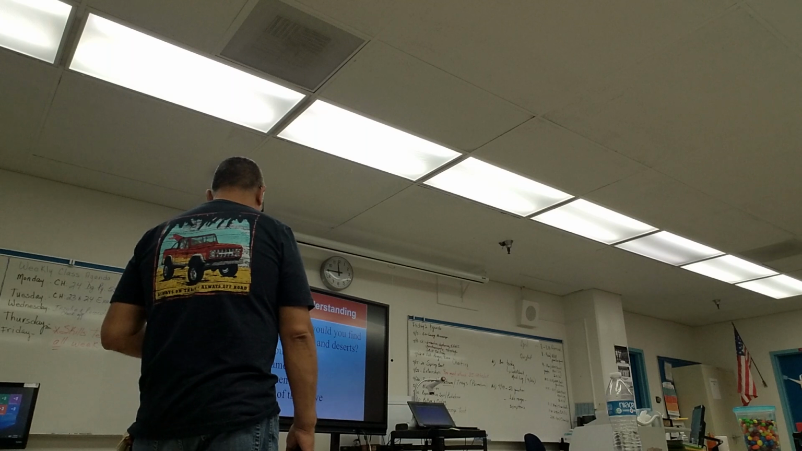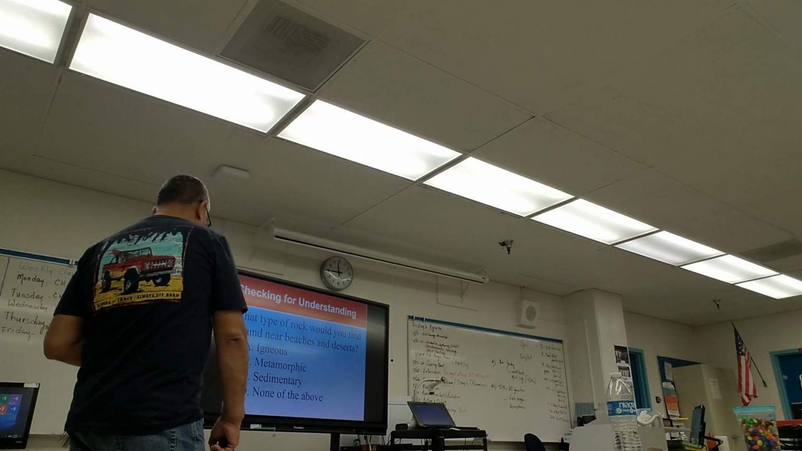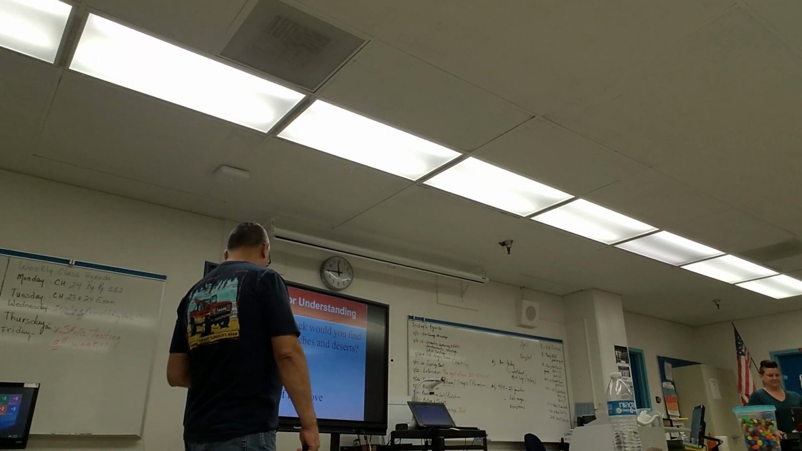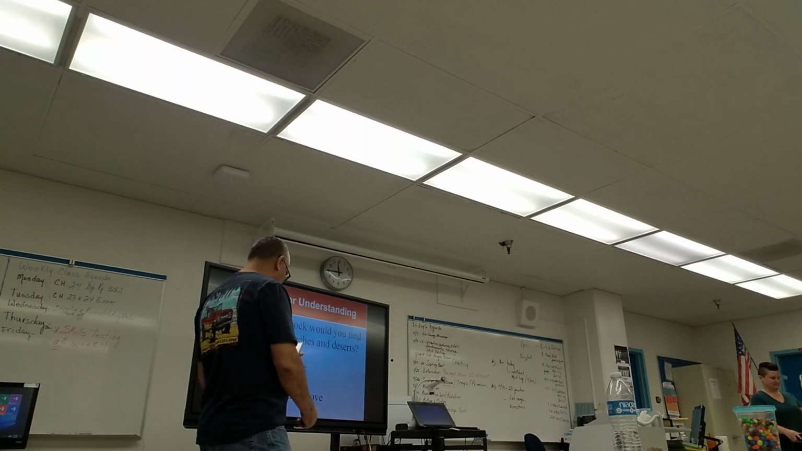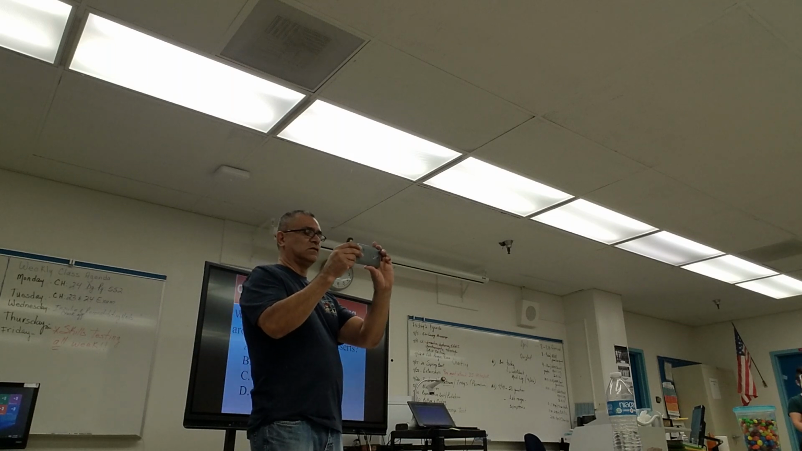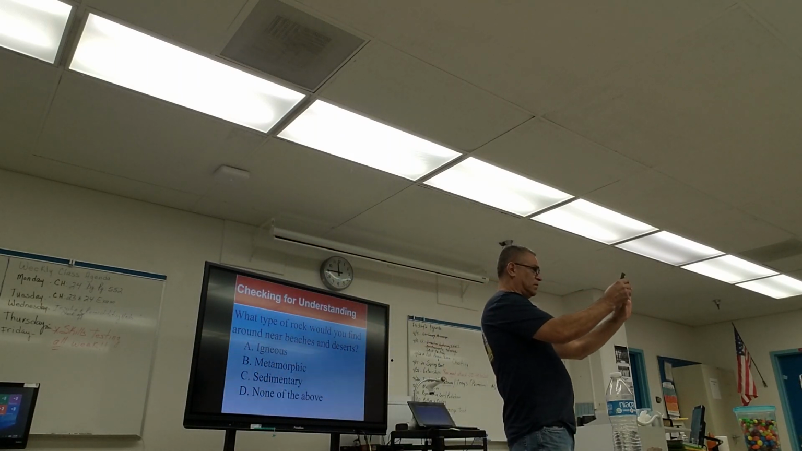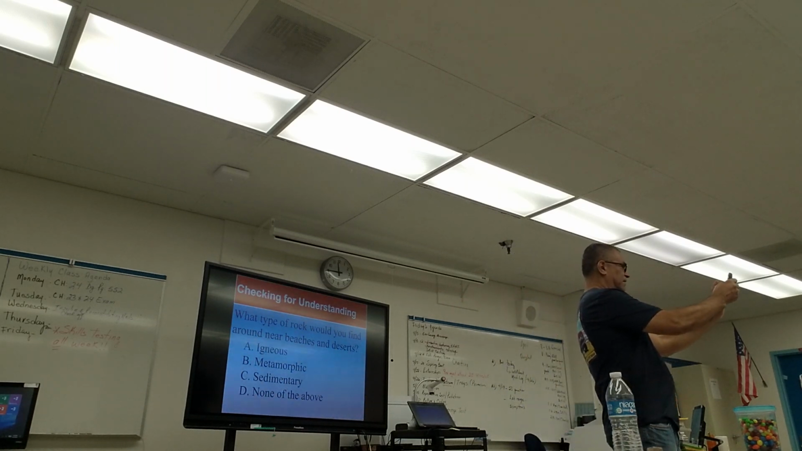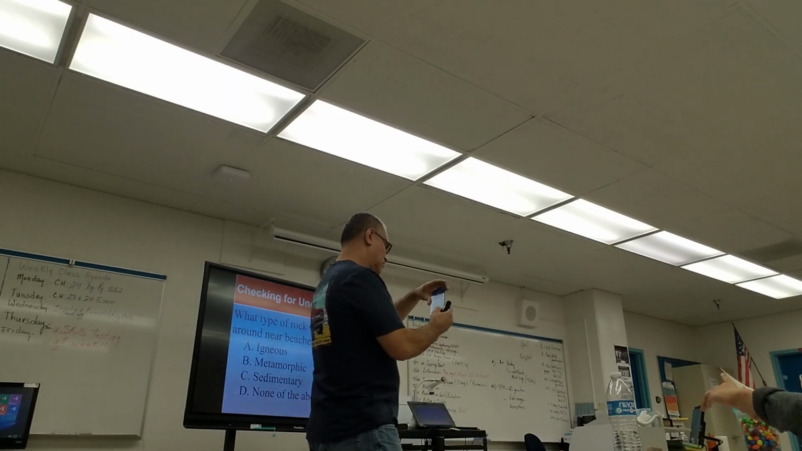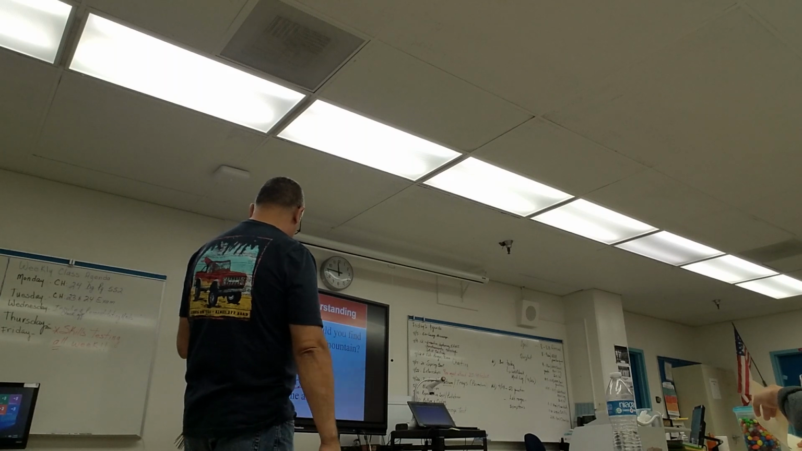All right, I'm going to make it hard. What type of rock would you find near beaches and deserts? A, igneous rock, B, metamorphic rock, C, sedimentary rock, or D, none of the above. 92%. Not bad. Yes, sedimentary rock. Excellent.